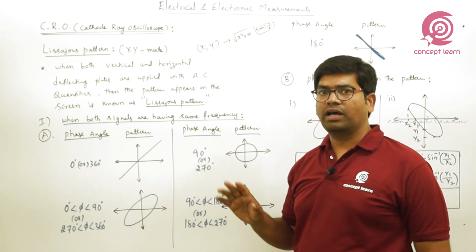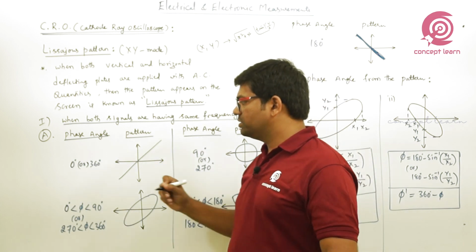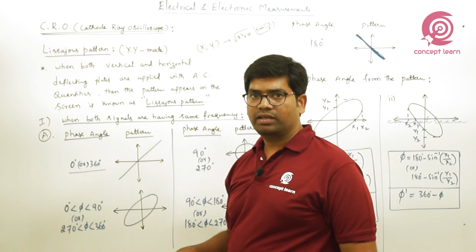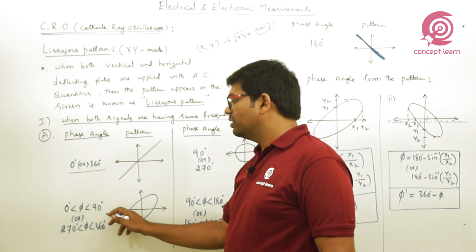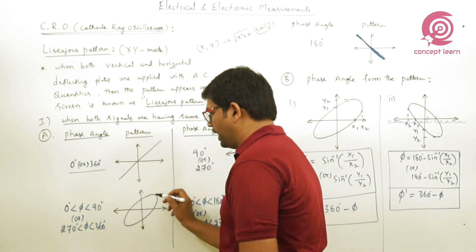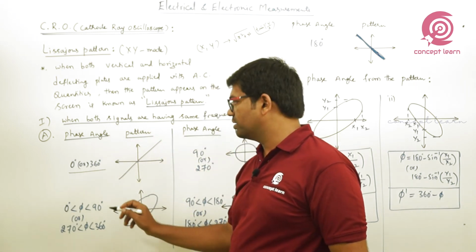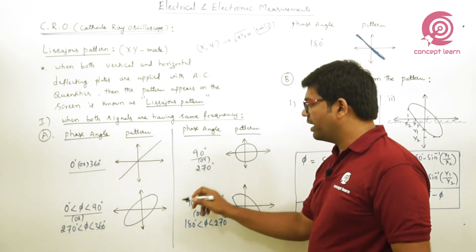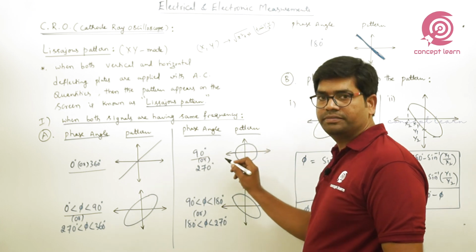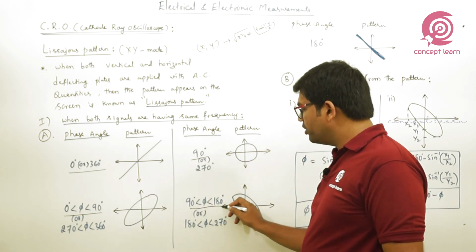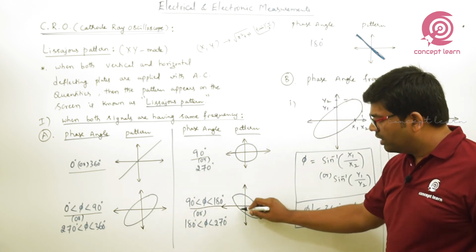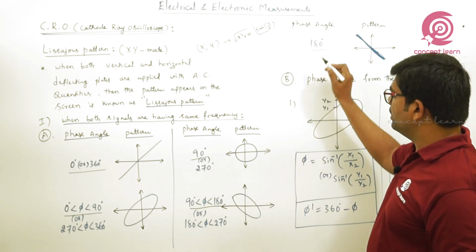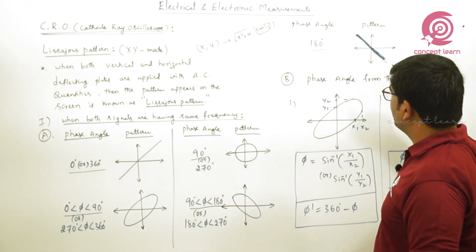That is the procedure, but how do we memorize the logic? Suppose 0 or 360 degrees means a straight line will come in the first and third quadrants. From 0 to 90, the same straight line becomes an ellipse in the same first and third quadrants. If it is 90, the ellipse becomes a circle. If it is 90 to 180, the circle becomes an ellipse again, but this time in the second and fourth quadrants. At 180, the ellipse becomes a straight line in the second and fourth quadrants.